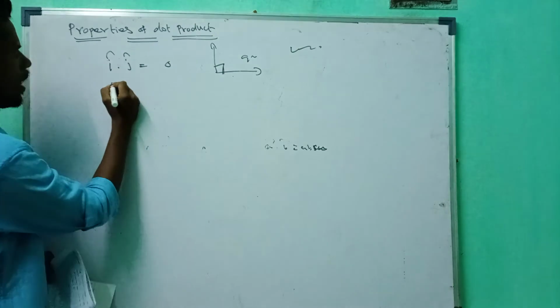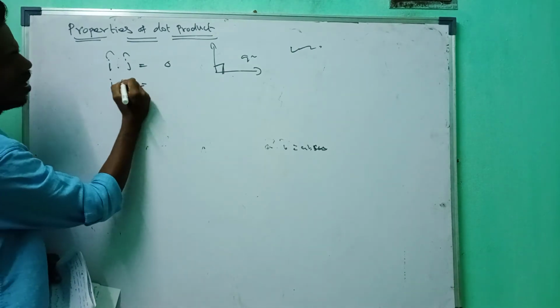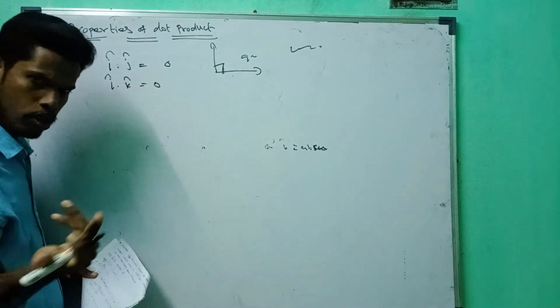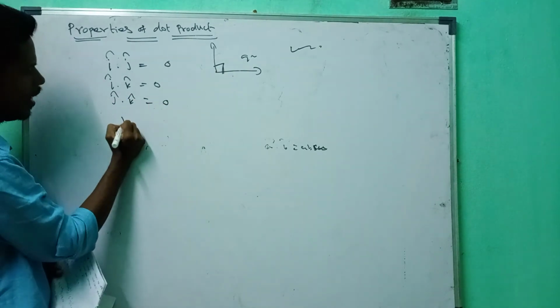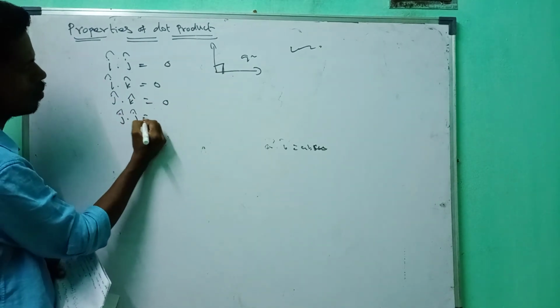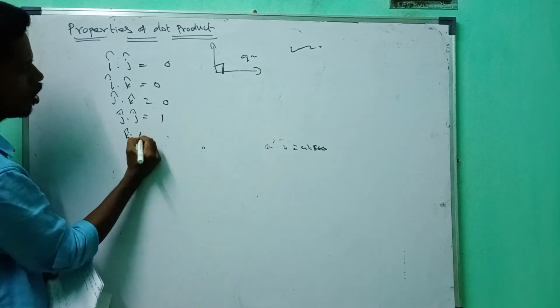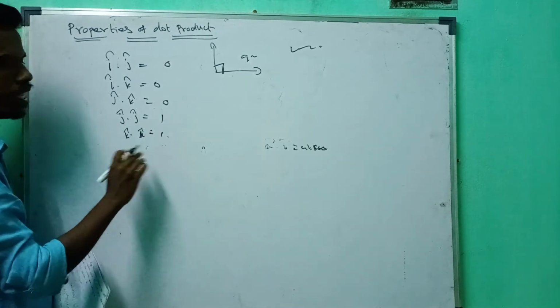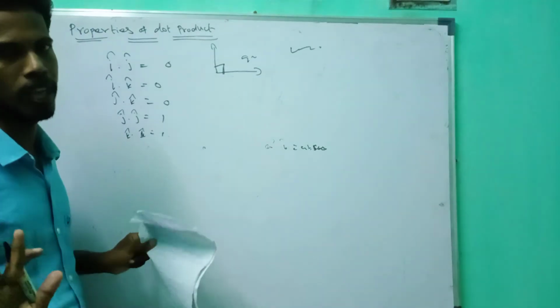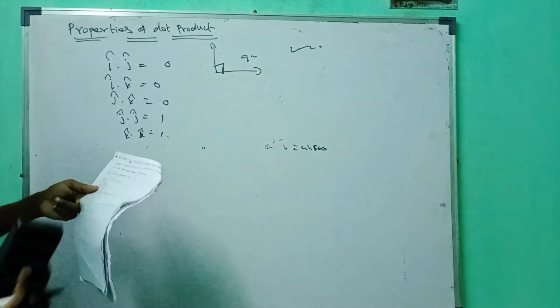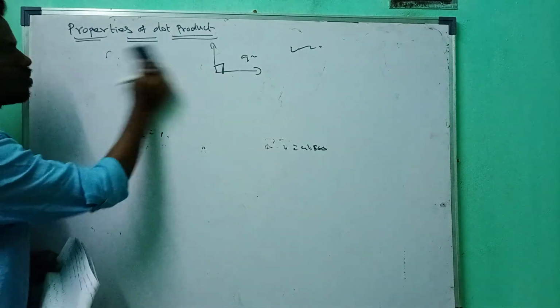For example, i cap dot k cap is also 0, and i cap dot j cap is also 0. So only j cap dot j cap will become 1. Similarly, k cap dot k cap will be 1. If it is the same vector, the value will be 1. If it is the opposite vector, it will be 0. That's all.